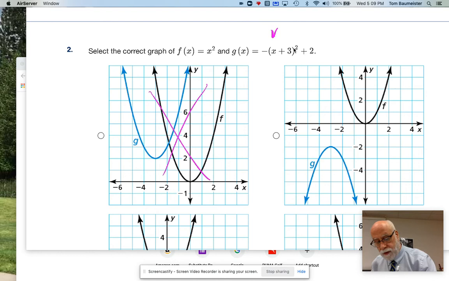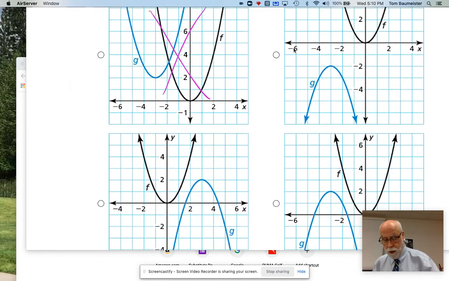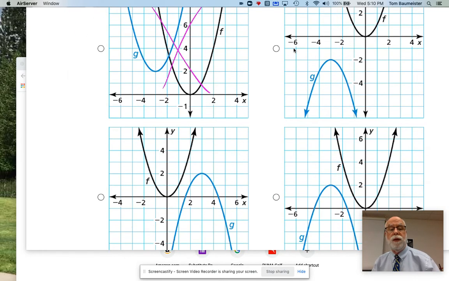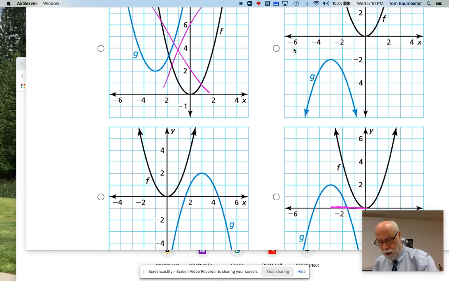And let's see, our vertex on this one here would be at -3 and +2. So on that one there, excuse me, again, you're going to go 3 left and 2 up. So look at the ones that will be going down, and that is going 3 left and 2 up. So it looks like it's this one here, 3 left and 2 up. There's our vertex, and so it has to be that one right there.